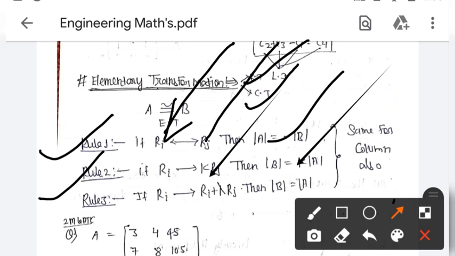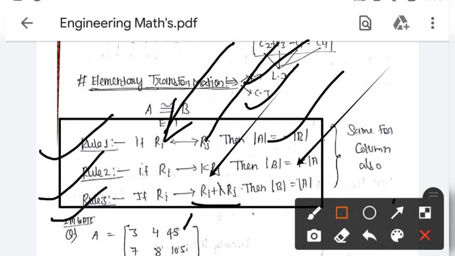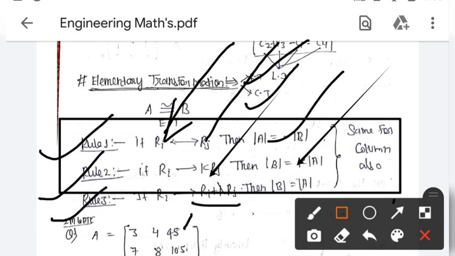Similarly for rule 3, if we write Ri, the ith row, plus lambda, which is a scalar, into the jth row, then the determinant will be the same. So these are some elementary transformation rules, please keep them in your mind, and the same goes for the column also.